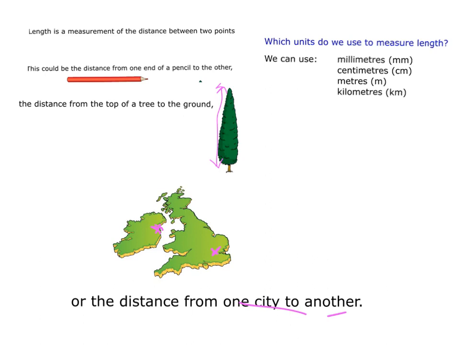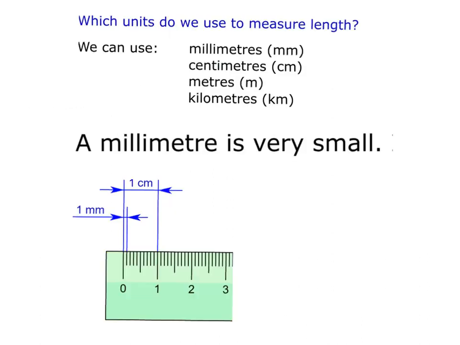It's really important to remember that in an exam question, if they ask you to give the units, that you write down whatever unit is appropriate, because if you don't, you will lose marks, and they're really, really tight on that, especially in the junior cert. The first one I'm going to talk about today is millimetre. A millimetre is very small.